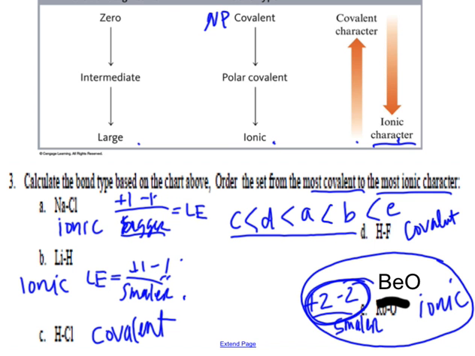Now, you're not going to have to do that kind of guessing on the AP. And the next problem we're going to do, they always keep one thing constant. They're always going to keep either radius the same or charge the same, and you compare the other. So let's take a look at it.